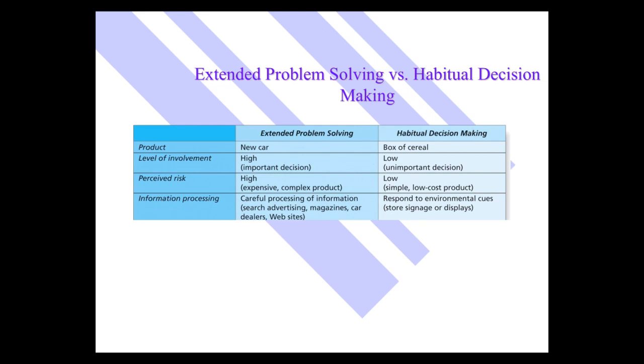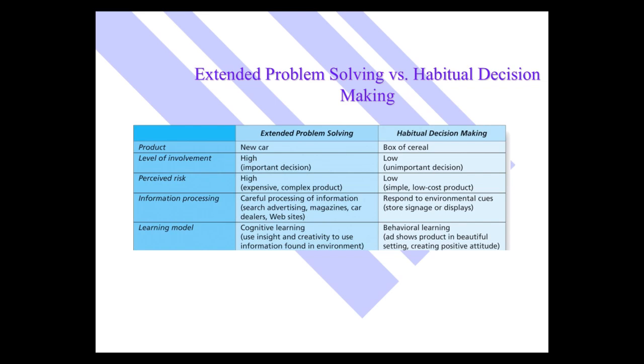Information processing is much more extensive for the car. Careful processing of information. Much less extensive for the cereal, where you respond to environmental cues, the store signage, the box itself. Learning model for the car, cognitive learning. You think deeply about it, and use insight and creativity to use the information that's found. For the habitual decision making of the box of cereal, more behavioral learning, based on what you've done in the past.